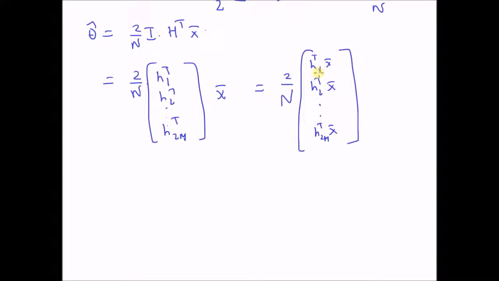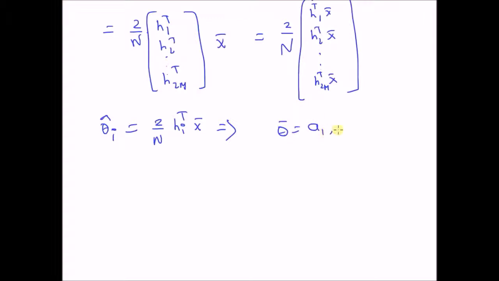And by using the definitions of the vectors hi, we can write each element of the parameter vector, theta i hat, as equal to 2 by N hi transpose, that is, the ith vector transpose, multiplied by the observation vector x bar, which will clearly have two types of values: one corresponding to the a case, that is, the coefficients corresponding to the cosine, and the b case, corresponding to the sine components. So we have, since theta bar is equal to a1 up to aM, and the second part of the vector is b1 to bM.